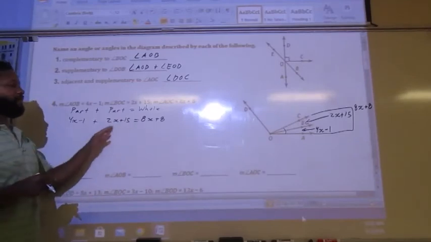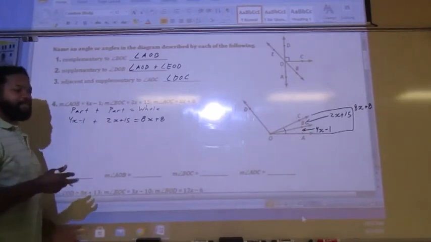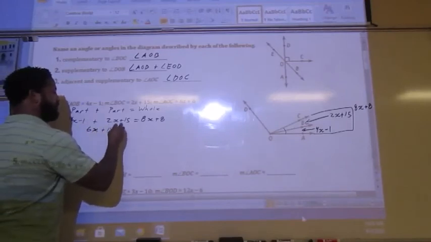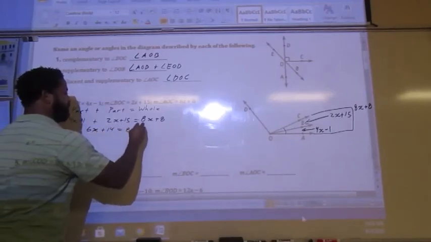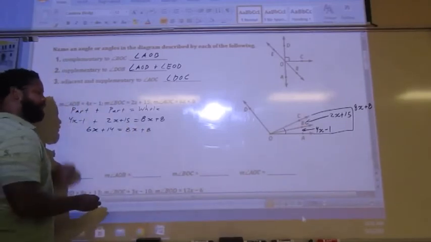You have a variable on either side of the equal sign, and you're combining like terms right here. I mean, let's be real. 6x plus 14 is equal to 8x plus 8. See, this part is easy. I just didn't understand how to form the thing, but now I do.